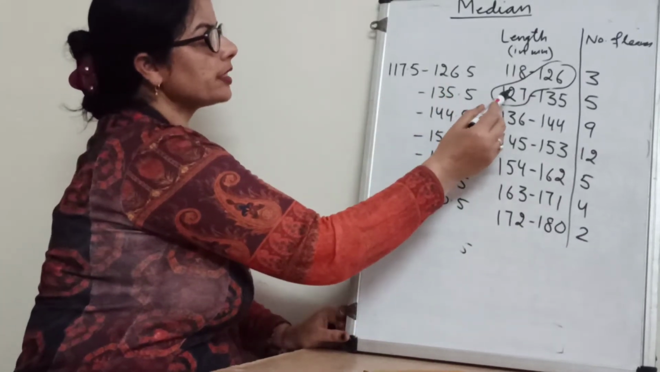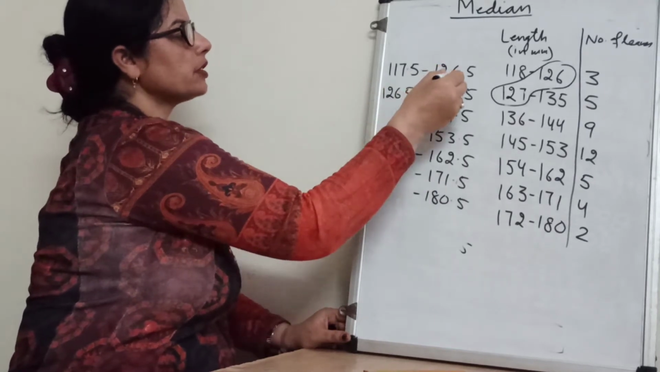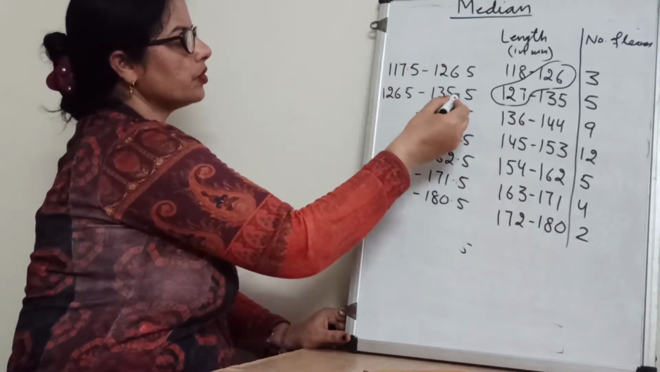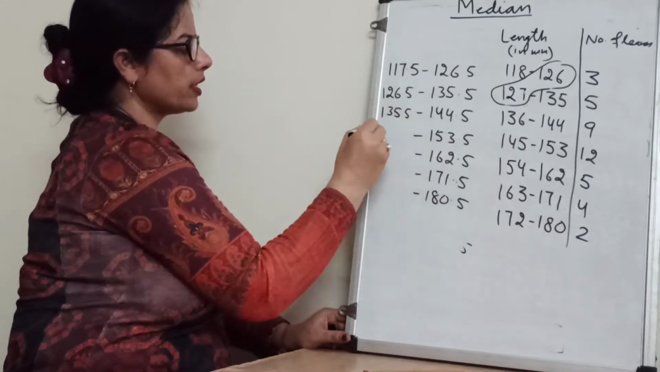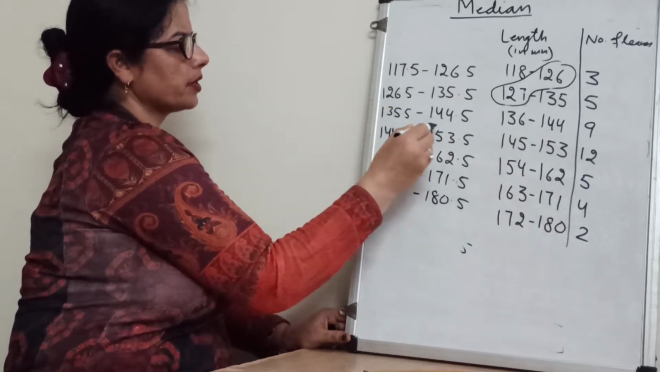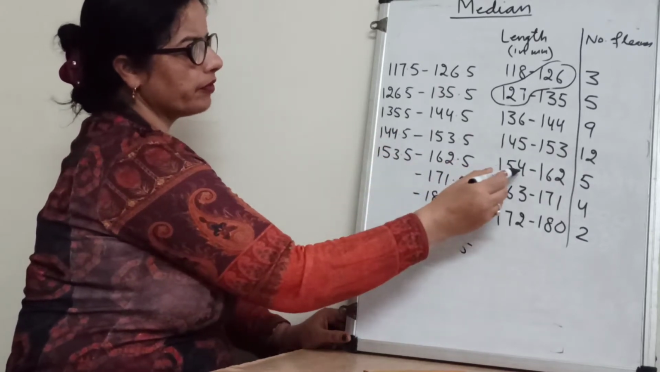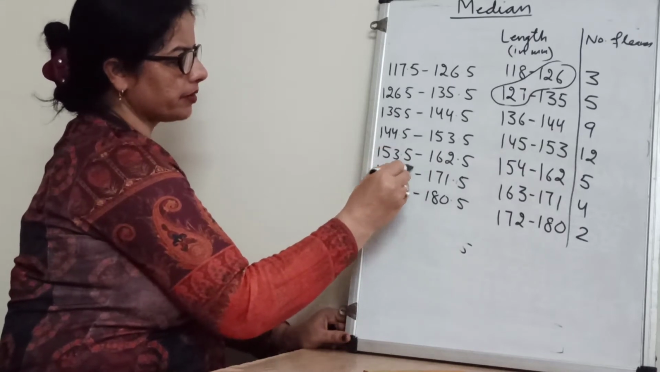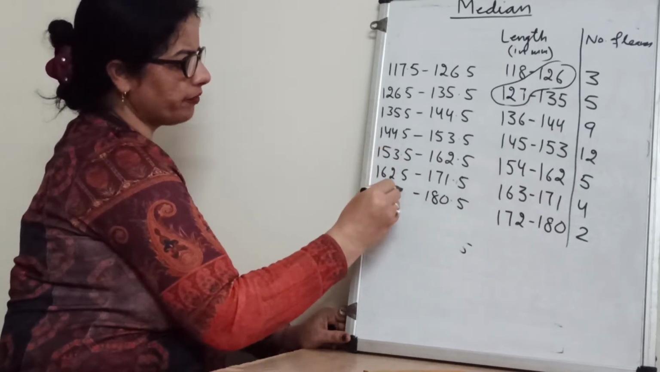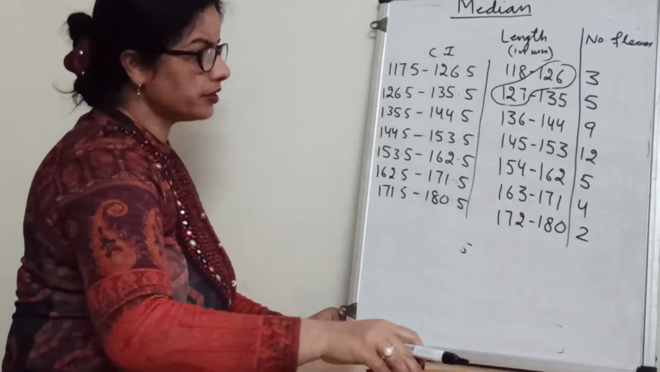Now if we subtract, what will come here? 126.5 will come here. Again this term will come here, 135.5, 144.5 will come here, 153.5 will come here if we subtract 0.5, 162.5 will come here, 171.5 will come here. Now see, these are the class intervals, and this is the frequency.